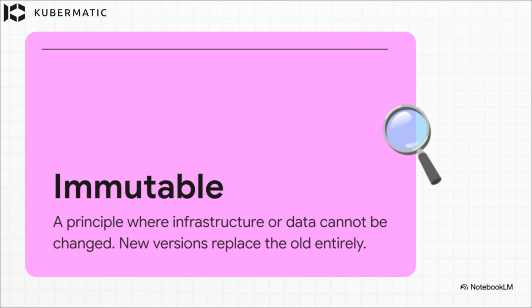Think of it this way. It's like a printed photograph. You can't just go in and edit the photo, right? You have to take a whole new picture. It's the same idea in DevOps. Instead of patching a server that's already running, you just completely replace it with a new, updated one. This is huge because it makes your systems way more predictable and a whole lot more reliable.